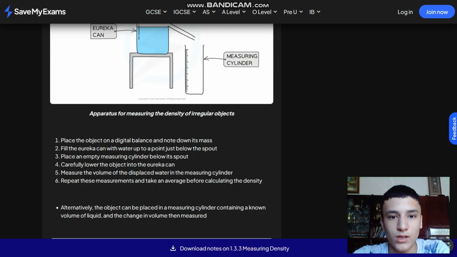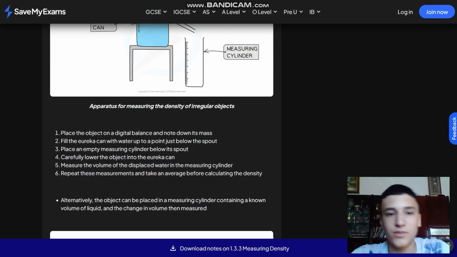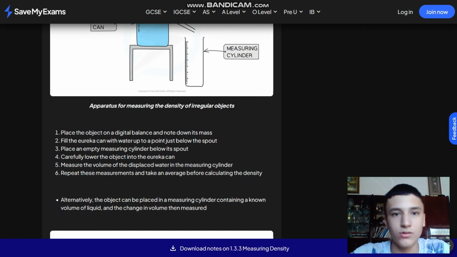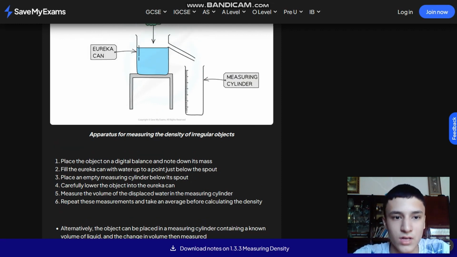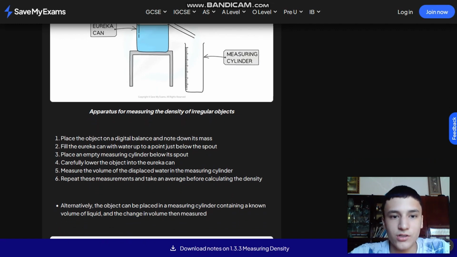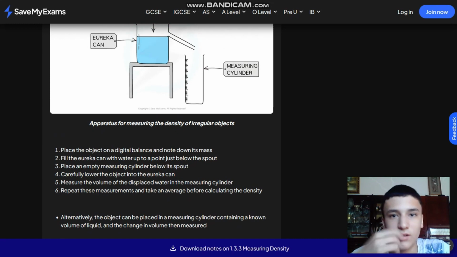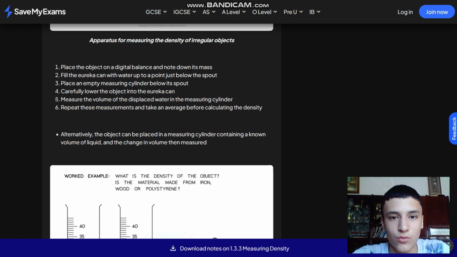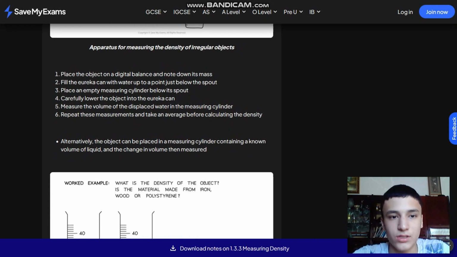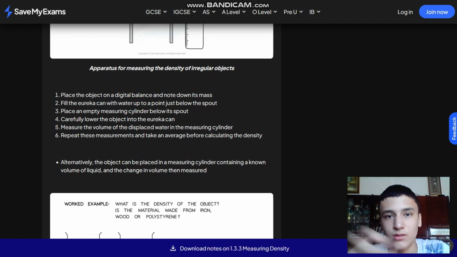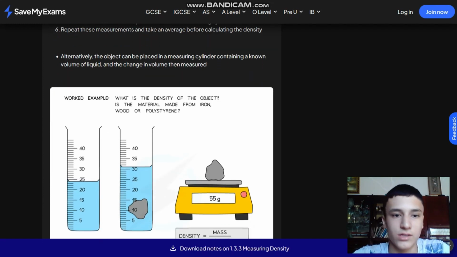Then we can place an empty measuring cylinder below its spout. As you can see, it's below the spout, and then carefully lower the object into the Eureka can. Measure the volume of displaced water in the measuring cylinder. Repeat these measurements and take an average before calculating. It's the same as experiment 1, the last things that we need to do. You should repeat this experiment at least 3 times and take an average.